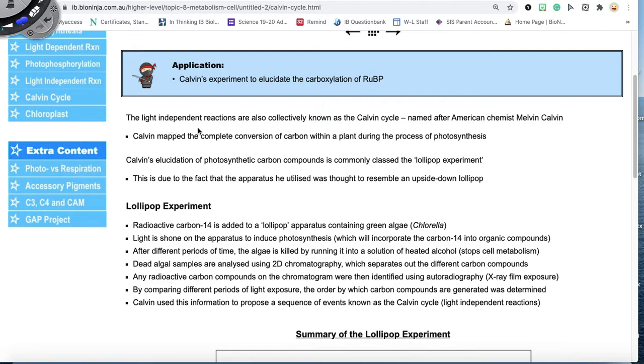Let's see. The light-independent reactions are also collectively known as the Calvin cycle. We know that. And it's named after the American chemist Melvin Calvin. And he is the one that completed his Lollipop experiment to come up with the Calvin cycle and the different steps of the Calvin cycle.